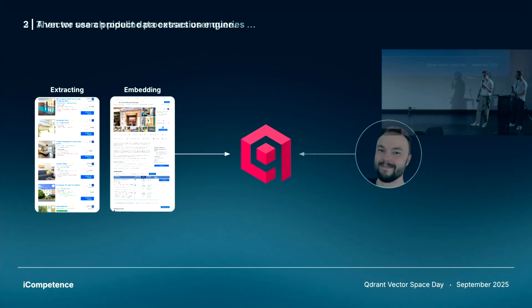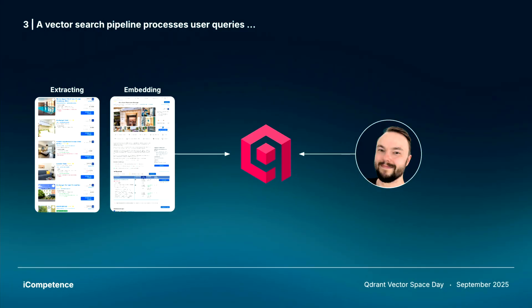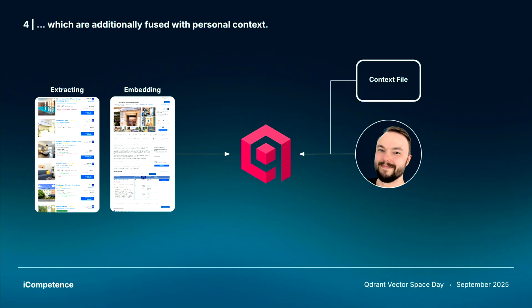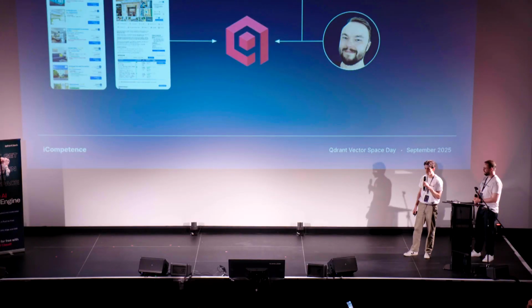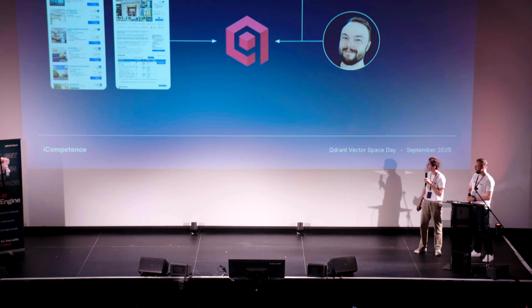And then on the other side, we have the user who wants to perform a search query. This is done over a vector search pipeline that we developed, in which the user's query as well as the user's context play a major role, because they are more or less merged together to perform an even more precise search.